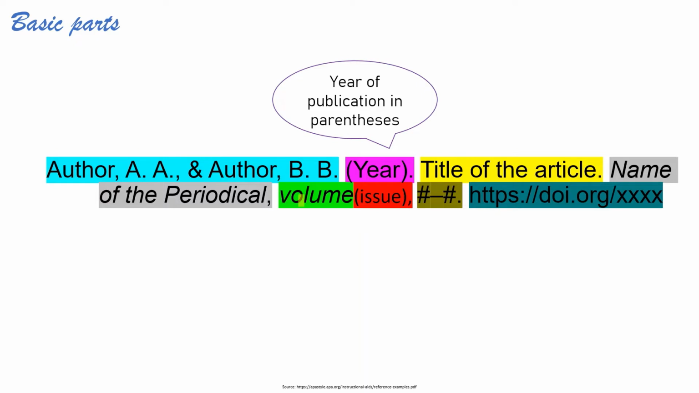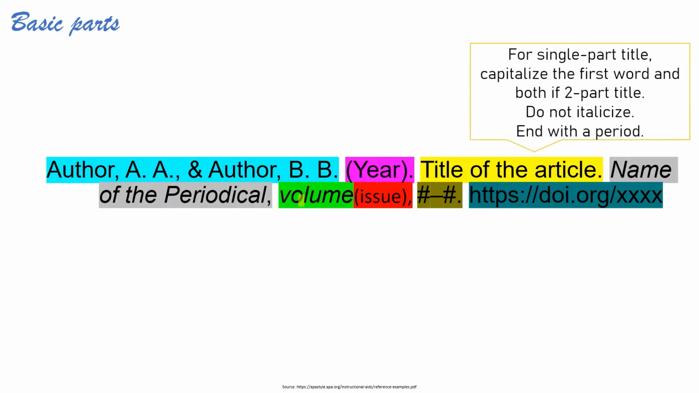The next part is the year of publication. Only the year when the article was published. Enclose it in parentheses and end with a period. After that is the title of the article.